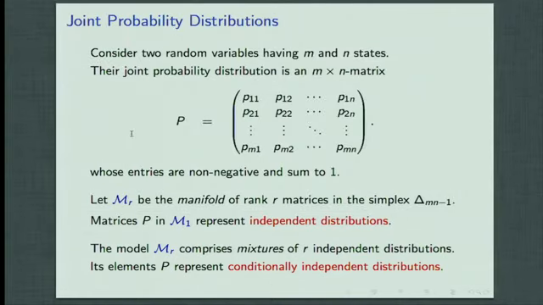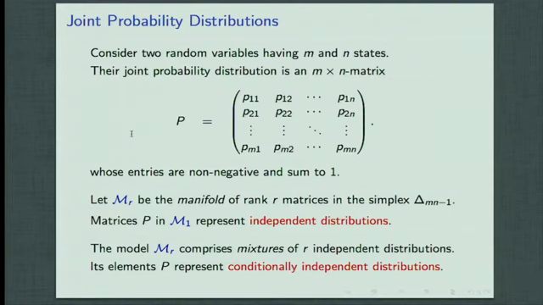So I'm going to look at two random variables that are discrete, that take finitely many states. The first random variable takes m states, and the second random variable takes n states. So a joint distribution assigns a probability to pairs of states. So P_ij represents the probability that the first variable is in state i and the second variable is in state j. So I can organize this as an m by n matrix P whose entries are non-negative and sum to 1.